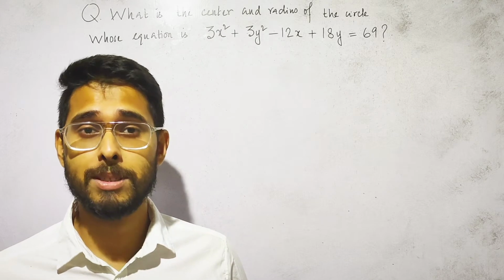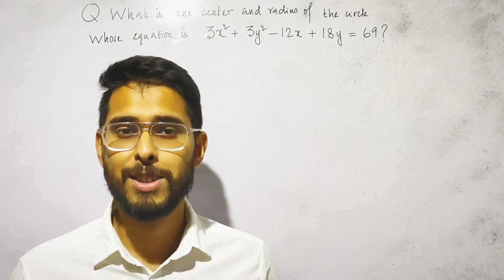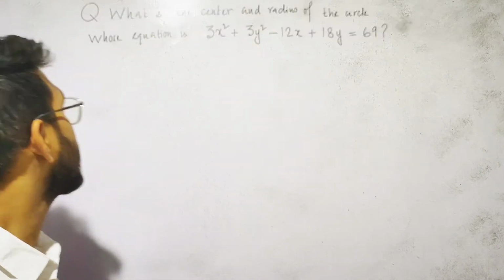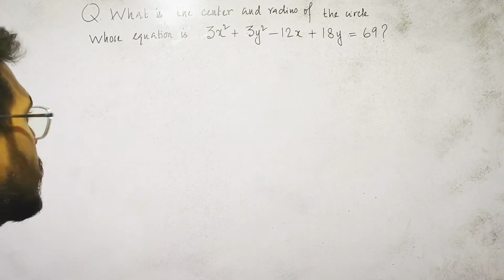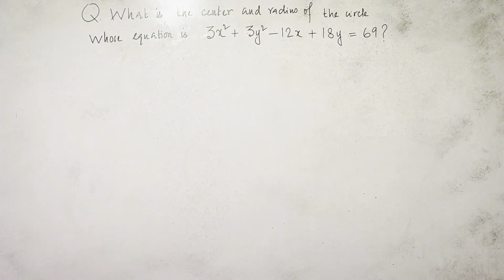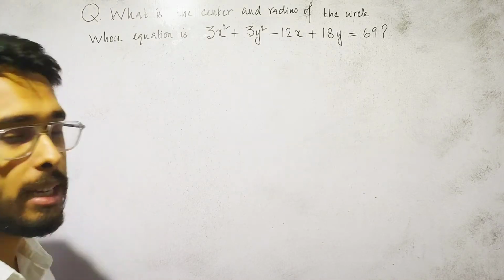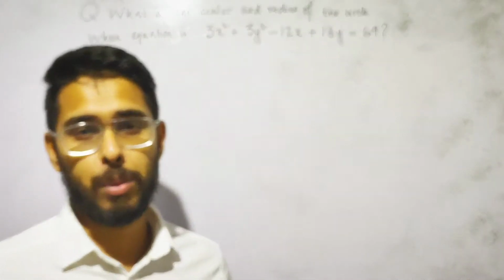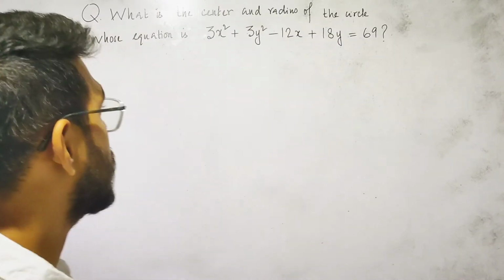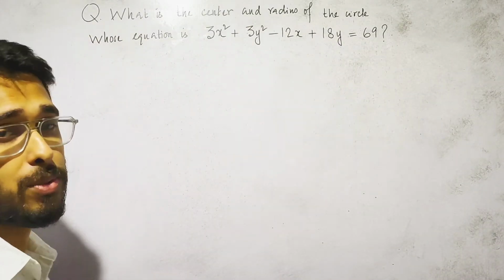I am going to present a question of circles. So here it goes. What is the center and the radius of the circle whose equation is 3x squared plus 3y squared minus 12x plus 18y equals 69? In this particular question you have to find two things. First you need to find the center, second you need to find the radius.